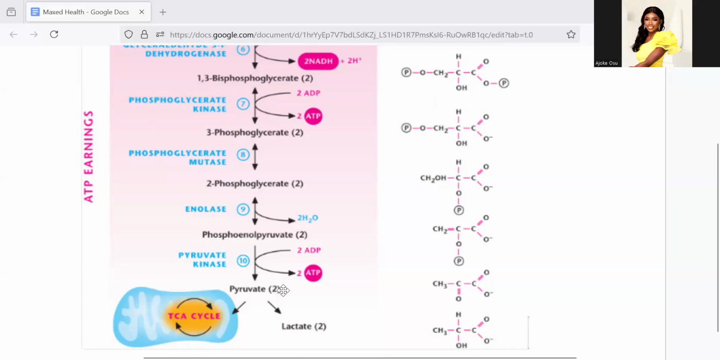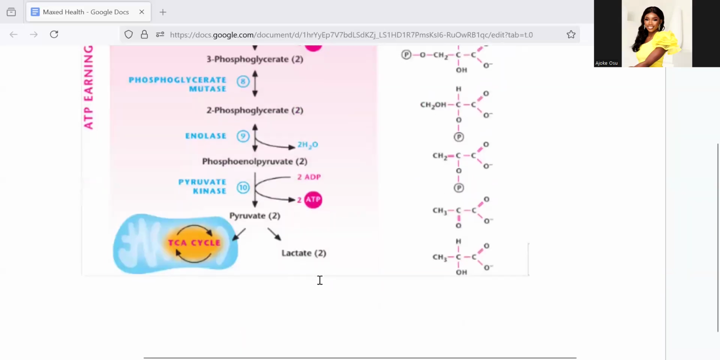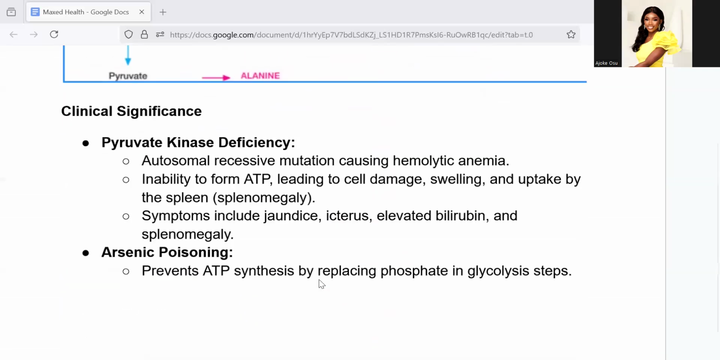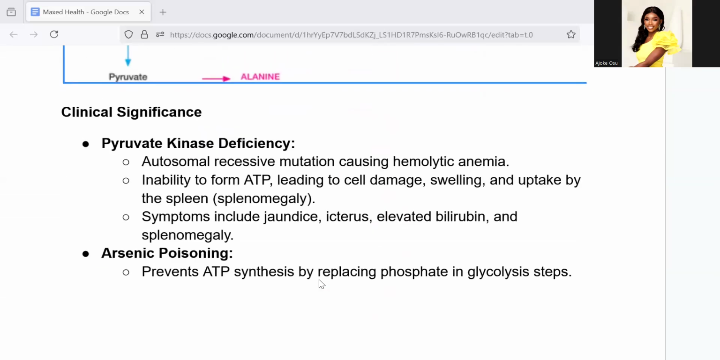And then this phosphoenolpyruvate readily donates a phosphate group to ADP, making a second molecule of ATP. As it loses its phosphate, PEP is now converted to pyruvate, which is the end product of glycolysis, and that's what we see here. So finally, we'll talk about the clinical significance of everything.